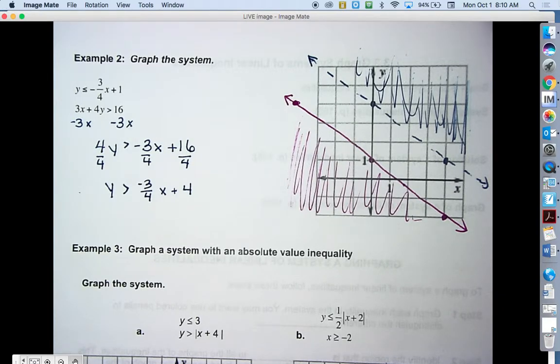So what's the solution then? Vishal, what's the solution? There is no solution.